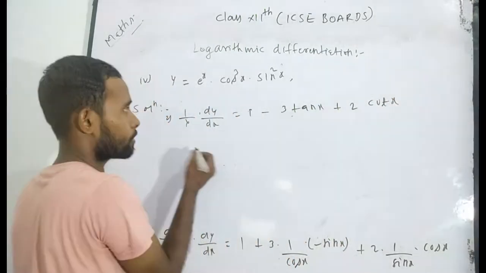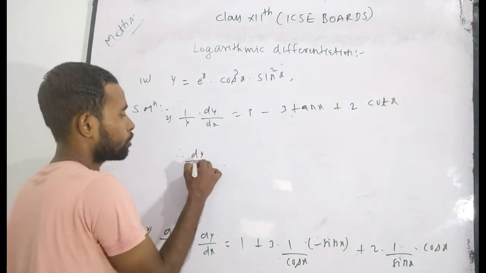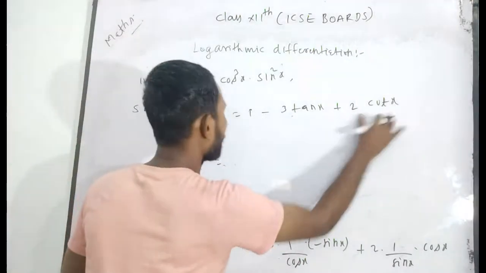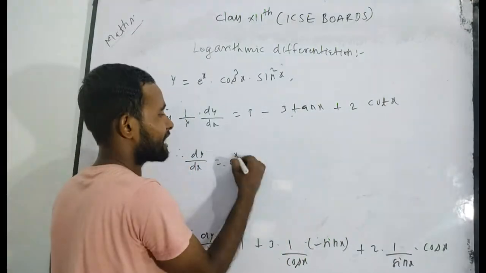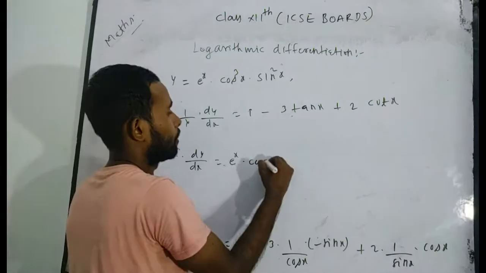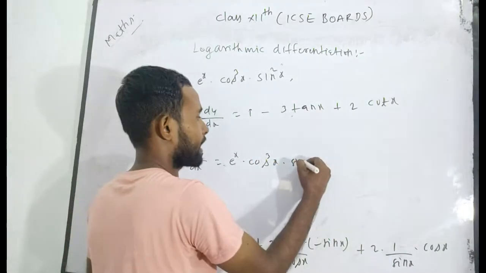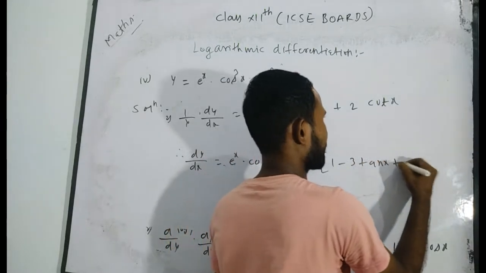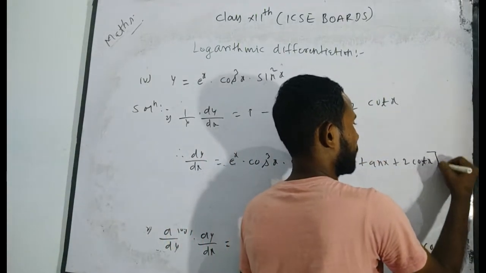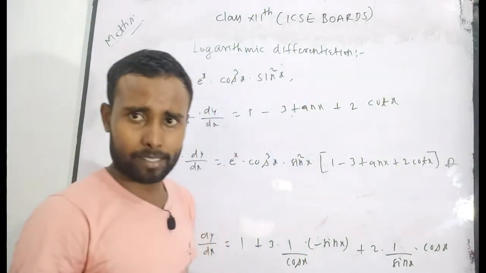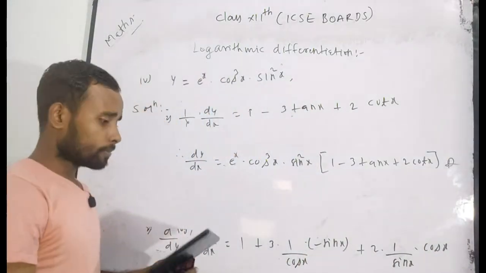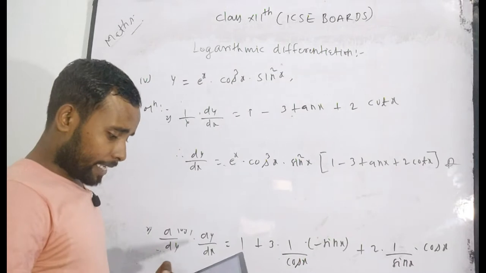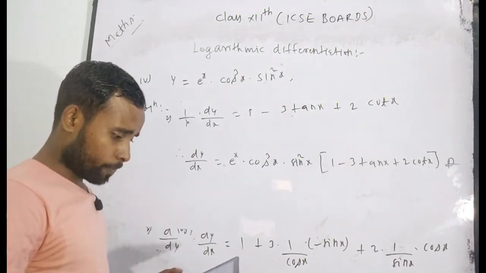2 times cot x, this is your expression, so dy/dx is equal to 1. Y times this term, y is equal to 1, so I want to write directly e to the power x into cos 2x into sin square x into 1 minus 3 tan x plus 2 cot x. This is your answer of this exercise. Have you understood? Now, take the next question for you.